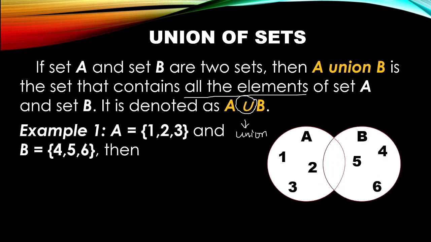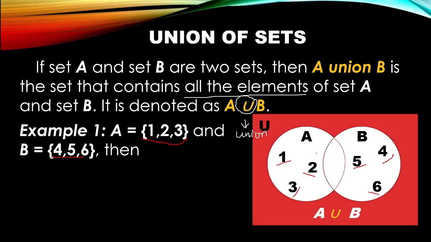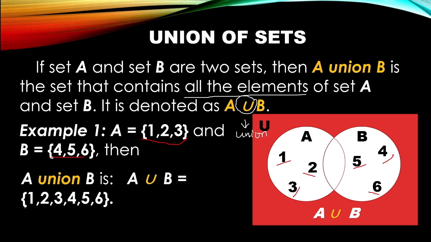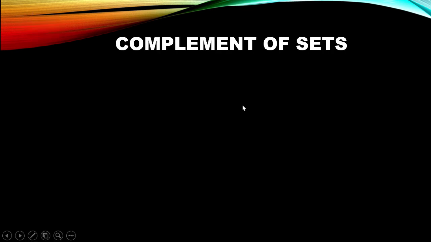So, set A, meron siyang elements na 1, 2, 3. Set B, ang elements niya ay 4, 5, 6. So, pag sinabi nating union, pinagsama-sama lahat ng element ng set A at set B. So, A union B is equal to 1, 2, 3, 4, 5, 6. Okay, so that is a union of sets.